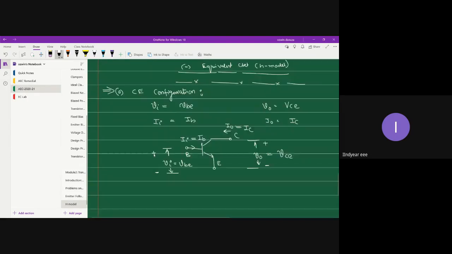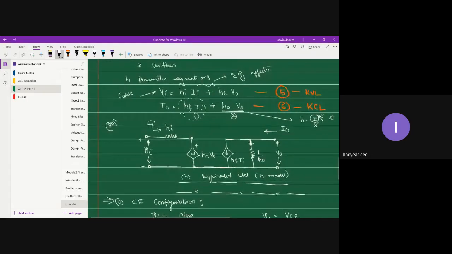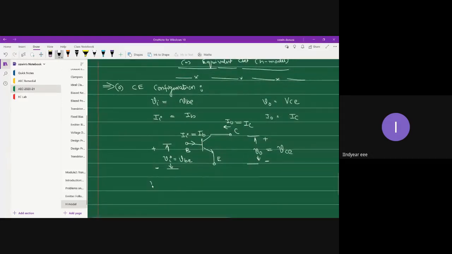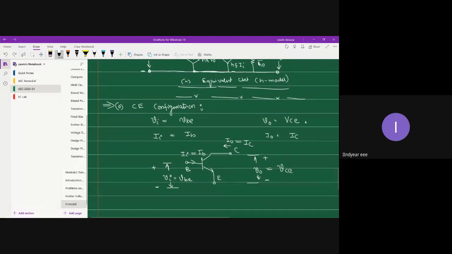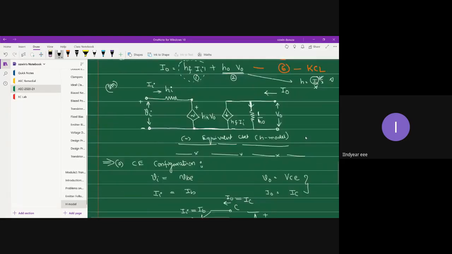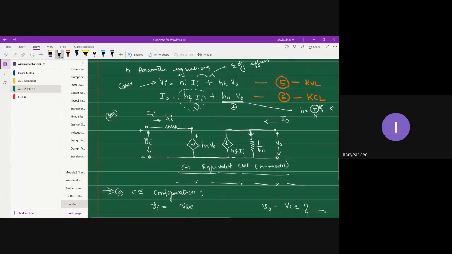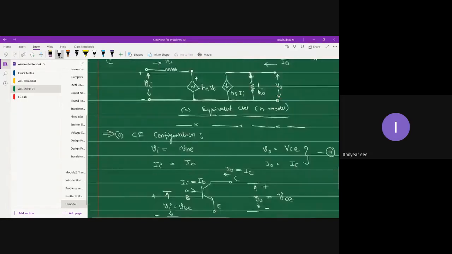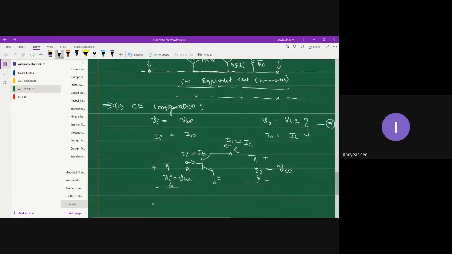What is VI for common emitter? It is VBE. I will give you a path also. Let me call it equation 7. Let's substitute equation 7 in equation 5 and 6. So let me write here, substitute equation 7 in equation 5 and 6.